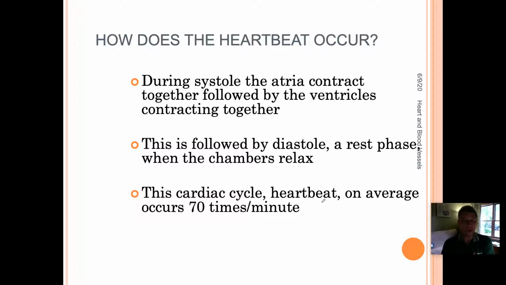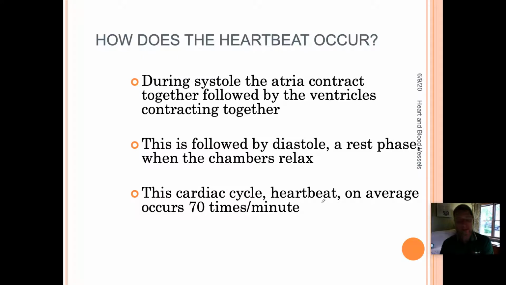The sound, as I said in the last video, is produced by the closing of the atrioventricular valves as well as the semilunar valves. So the first part of that heartbeat noise is the closing of the atrioventricular valves, and then the second part of the heartbeat sound is the closing of the semilunar valves. Now, your heart beats approximately 70 times per minute, so every 8/10, 9/10 of a second or so.